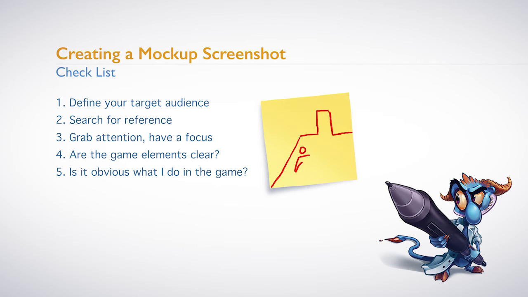Okay, so the next one, is it obvious what I do in the game? So is the shot simple enough so that I know who is the main character, where is he going, what's he doing? So this is again an important thing to do.